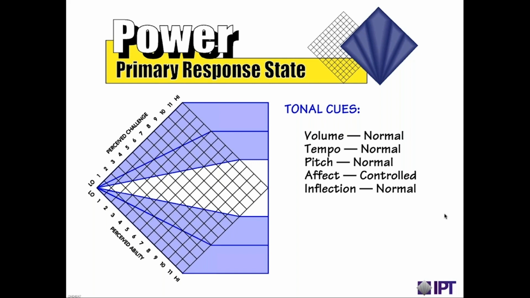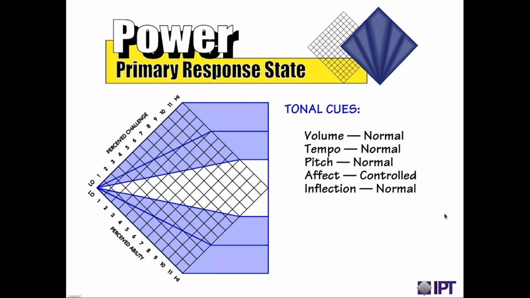That being said, volume, how loudly they speak, will be normal for them. Tempo, how quickly they're speaking, normal. Pitch, where are they on the whole scale of musical notes? Normal for them. Affect is about accent in your voice. To what degree is someone's natural accent being displayed? Up in stress, the natural accent is going to be predominant. If someone is trying to display a different accent for whatever reason, up in stress that becomes very difficult, perhaps impossible. But when they are in power, they have a tremendous amount of control over their affect.